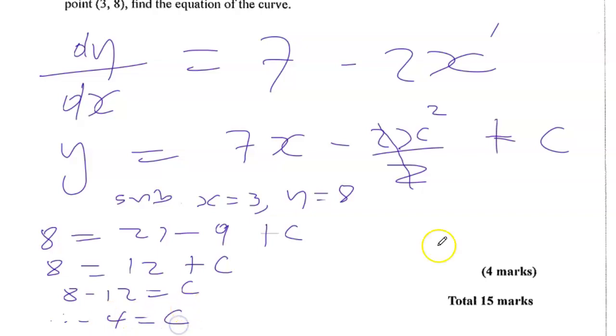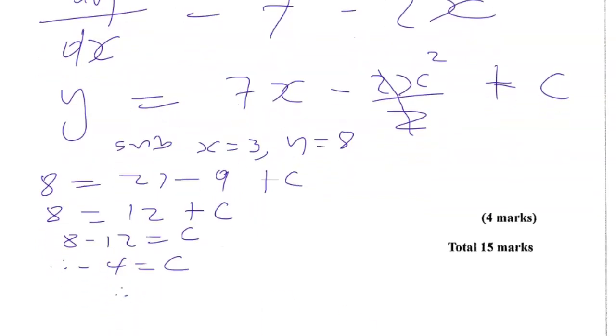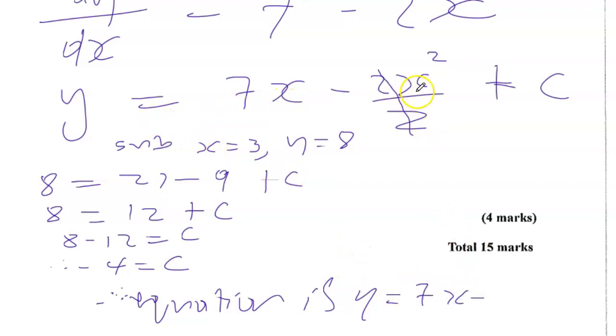So therefore, the equation of the curve is y equal to 7x minus x squared, and c is negative 4.